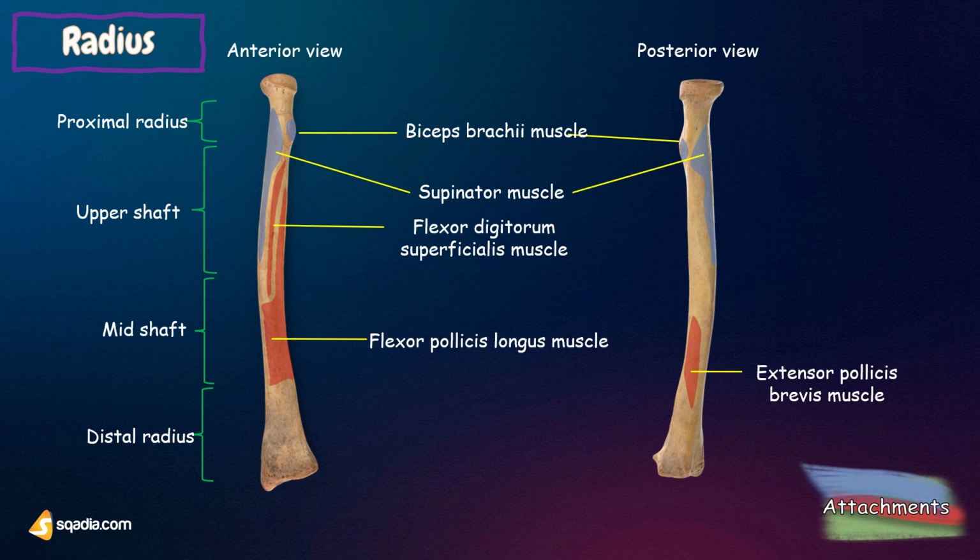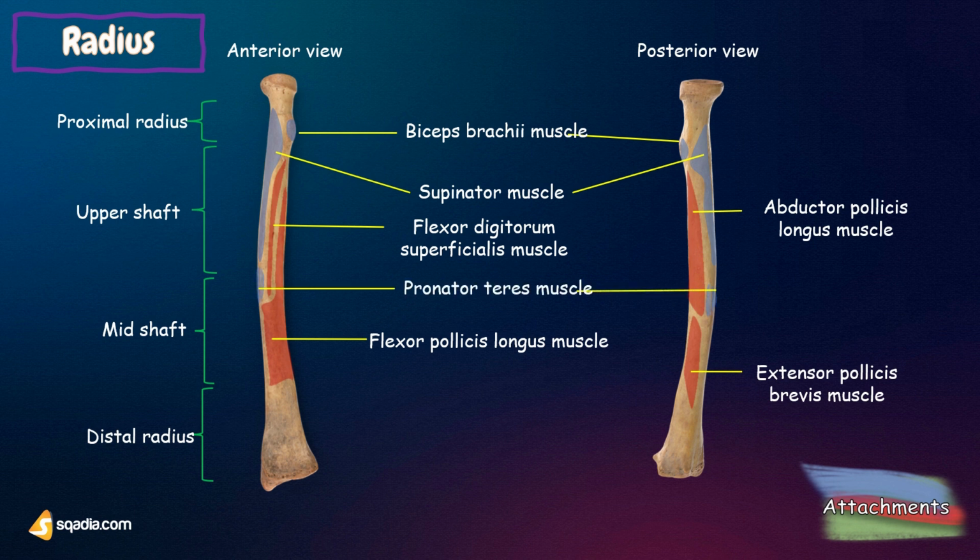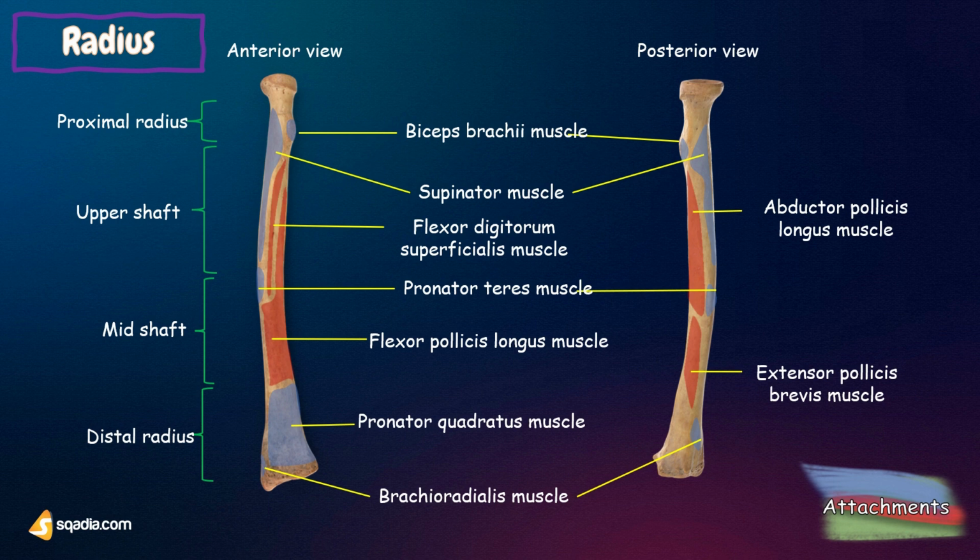Midshaft. We have extensor pollicis brevis muscle, abductor pollicis longus muscle, and pronator teres muscles all attached to the midshaft of the radius. Distal part of radius. On the distal radius, pronator quadratus muscle and the tendon of the supinator longus attach to the distal quarter of the radial shaft. That is all about the important features of the radius.